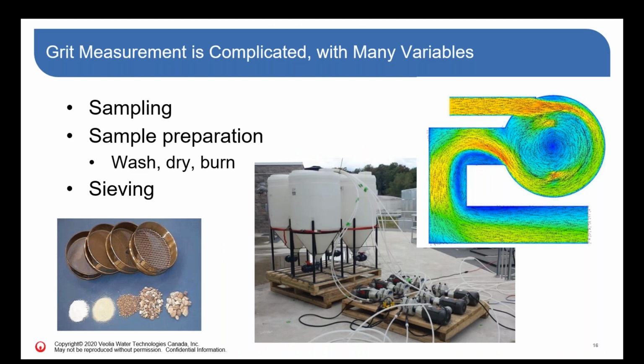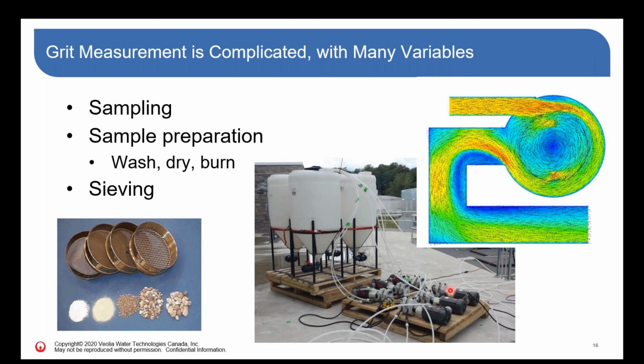So if you're going to measure grit, what do you need to do? Firstly, you need to get a representative sample. When we look over here at the computational fluid dynamics graphic, you can see this is showing velocities through a grit system. And you can see those velocities vary. So if you're going to get a representative sample, you need to collect that sample from different areas of the channel, across the width and across the depth.